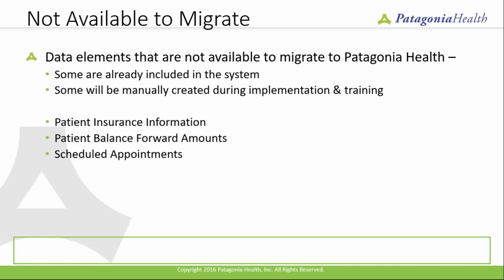Now there are some elements we don't migrate, some for real good reason. The data elements that are not migrated into Patagonia Health, some of them are because they're already included in the system or will be manually created during the implementation and training process. Those include things like patient insurance information. Patagonia Health, as a new product, comes built with over 2,500 insurance companies, and so that information is within the system already. And patient balance forwards, this can be done.